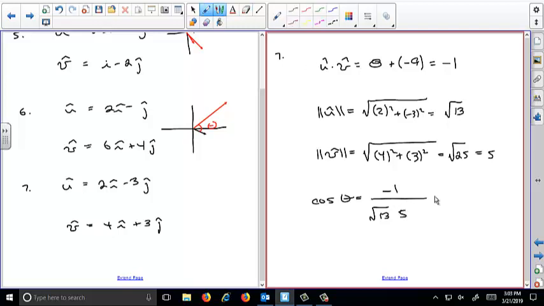Now this is going to be a fairly small number, so the angle should be close to 90 degrees. So we get negative 1 divided by the square root of 13 divided by 5. So I get negative 0.0554. Theta is the inverse cosine of that. So I get 93.18 degrees. Okay, so let's sketch this again.